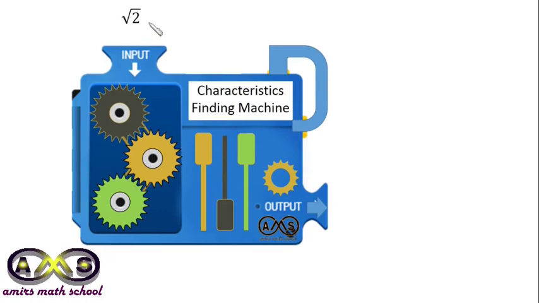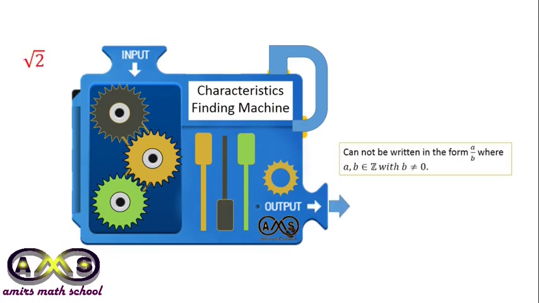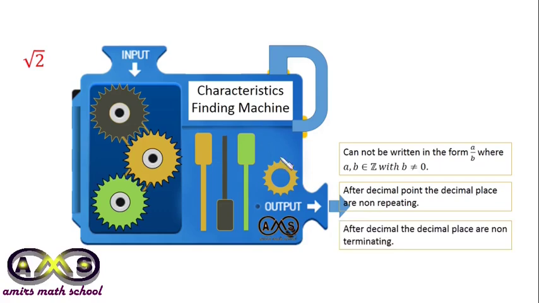Now we take another number, the square root of 2, as the input. The output is that it cannot be written in the form a by b where a, b belong to integers and b is not equal to 0. That is, the given number cannot be expressed as a fraction of integers. So this number must belong to irrational numbers. The next one: if we find the value of the square root of 2, after the decimal point the decimal places are non-repeating, and they are also non-terminating. So the value of the square root of 2 is a non-terminating and non-repeating decimal.